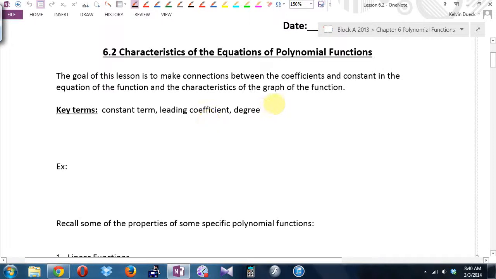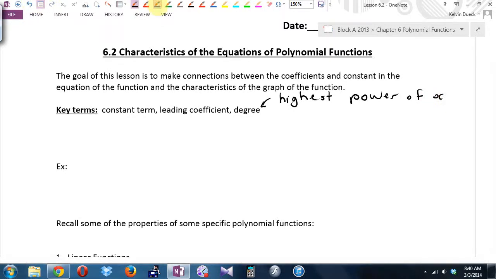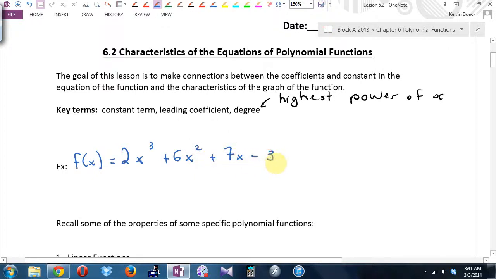Now recall the degree was the highest power of x, or whatever you're using as the variable, but usually for a generic graph, we're using x. As an example, suppose we have a function that looks like this: f of x equals 2x cubed plus 6x squared plus 7x, take away 3.